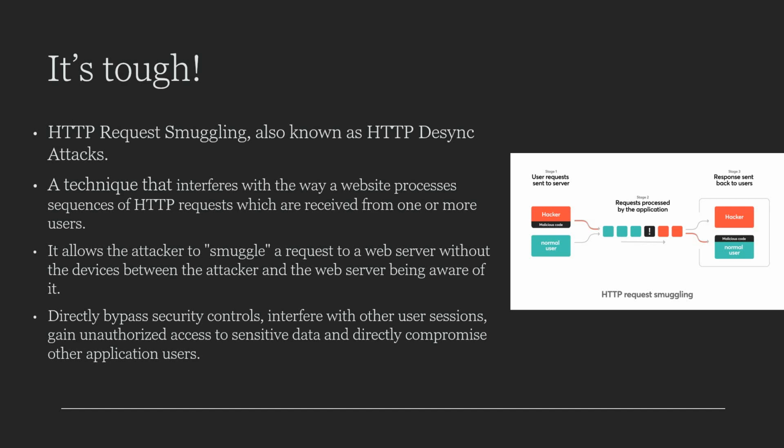Remember, now what will happen? It will allow the attacker to smuggle a request to a web server without the devices between the attacker and the web server being aware of it. It will smuggle, it will pick it up. So directly bypassing security controls, interfering with the other user sessions, unauthorized access gain, sensitive data exploration, all these are effects of this. So I go in a sequence, somebody comes and smuggles, and it changes the flow. It exposes everything. That's what is called as HTTP request smuggling.